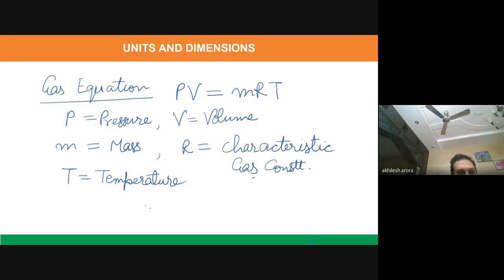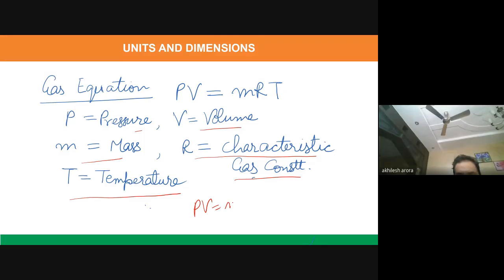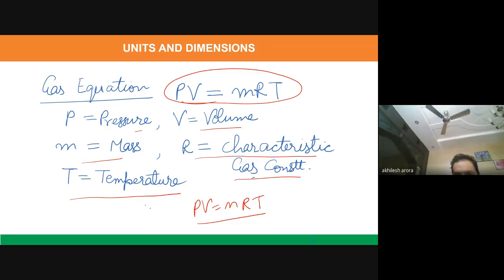And this is the gas equation. PV is equal to mRT, where P is the pressure, V is the volume, m is the mass, R is the characteristic gas constant, T is the temperature. Okay, you know about it. You have heard about the equation PV is equal to nRT. Now, in this particular equation and this particular equation, there is a little bit of difference.